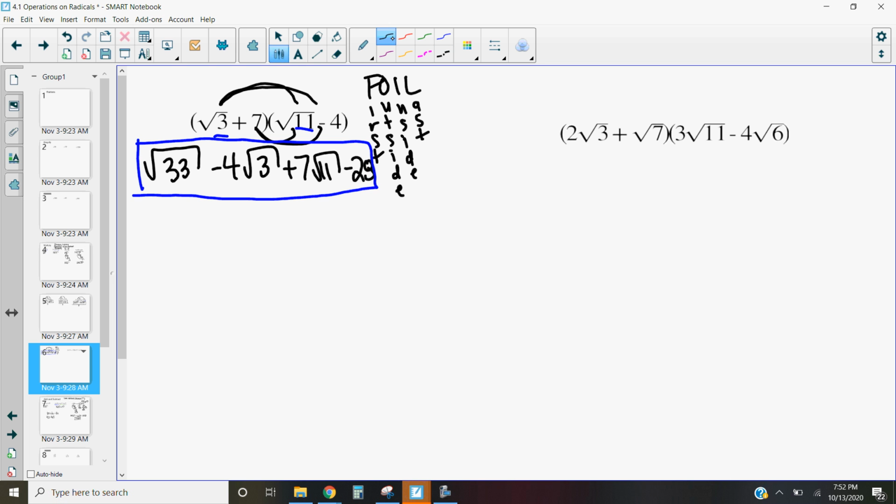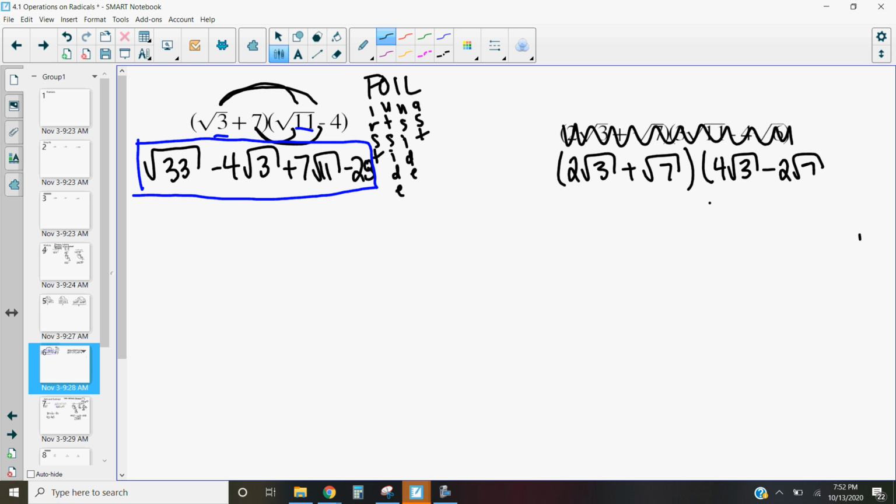Now, I want to look at another problem that's over here, and it's going to be very similar, but I'm going to kind of change this one up. So instead of having that problem, what I want to look at is 2 root 3 plus root 7 times 4 root 3 minus 2 root 7. So notice how these are both root 3s and root 7s. That's going to play a special part here when it comes to combining terms. So let's go ahead and FOIL this just the same way.